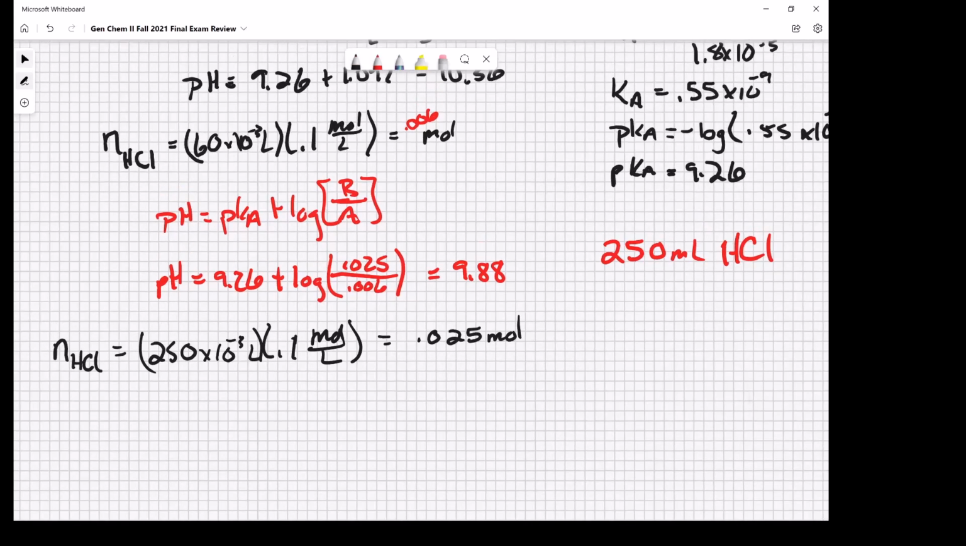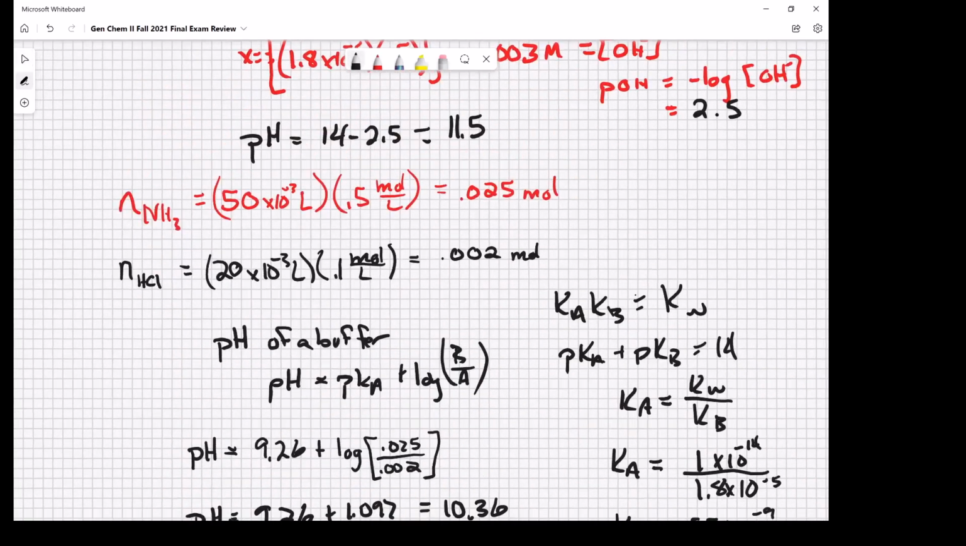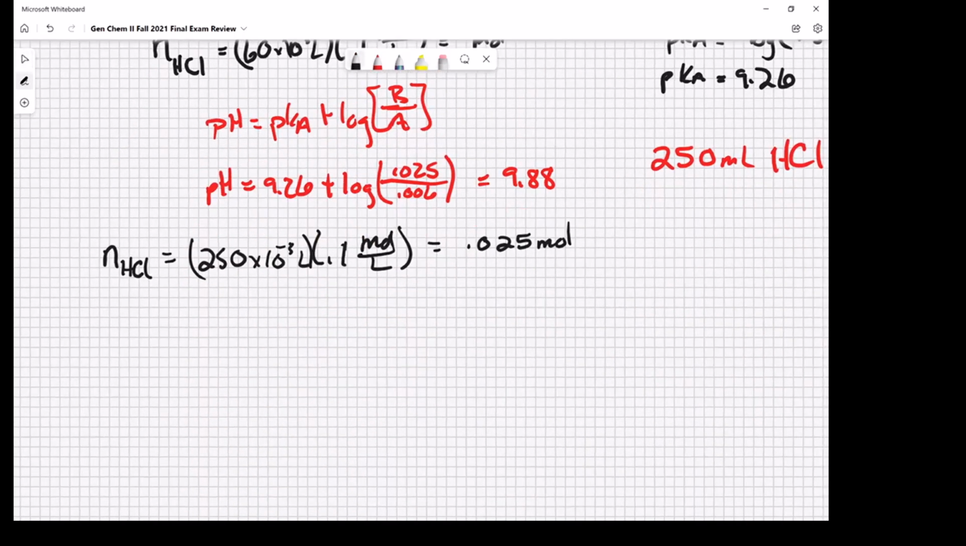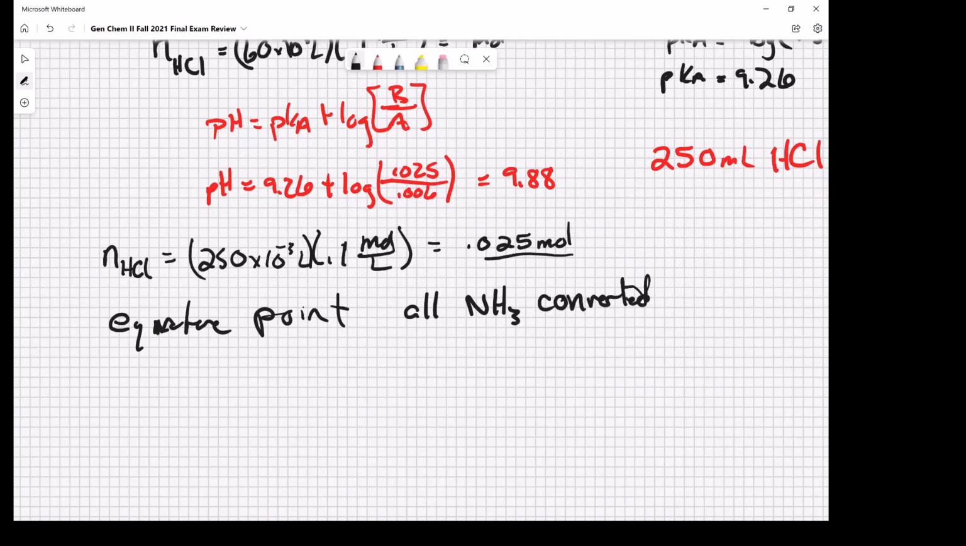That's the same number of moles as the base that I started with up here. So this is the equivalence point. This is defined as the equivalence point. What that means is that we've converted all of our base into the conjugate acid at this point, and we know that because this value is the same as the value of the NH3 we started with. So now all the NH3 has been converted to NH4 plus.